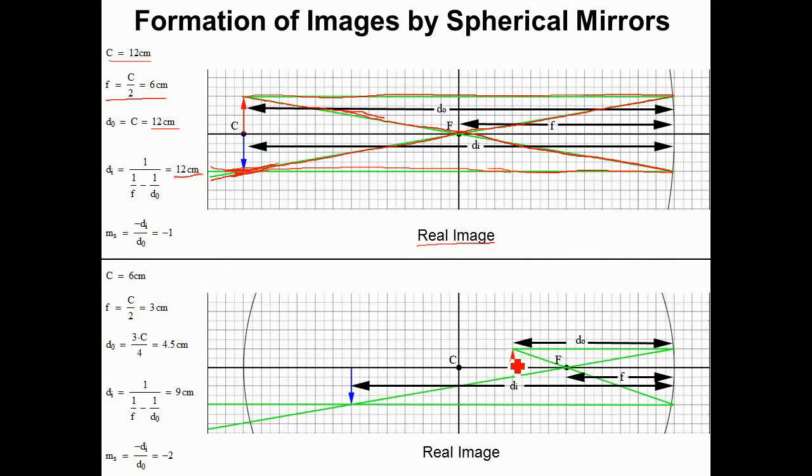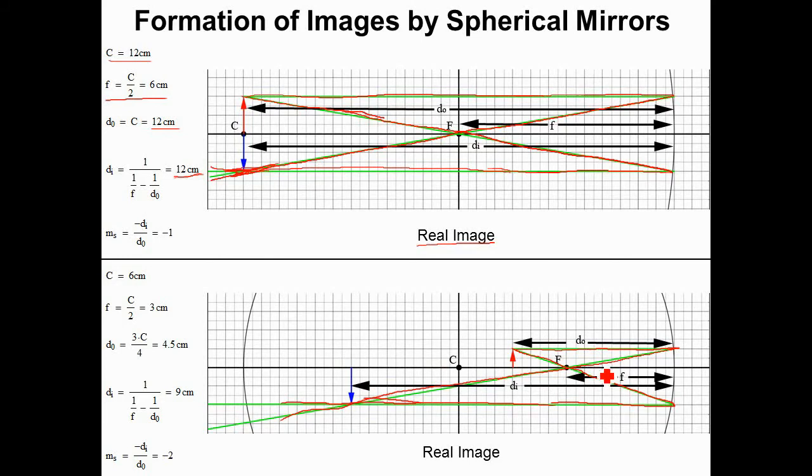For the next, I moved the object towards the focus, and so here again for my ray I do a parallel, and then from the mirror I go back through the focus, and then I go from the object through the focus to the mirror, and then parallel back, and I get to my image.